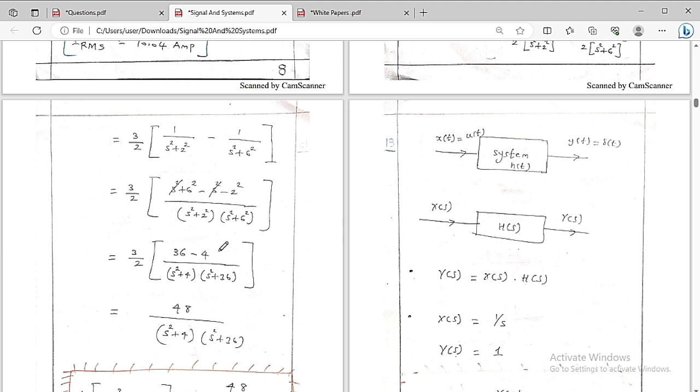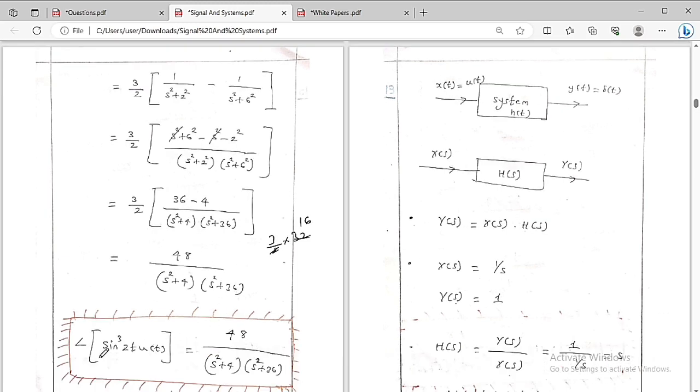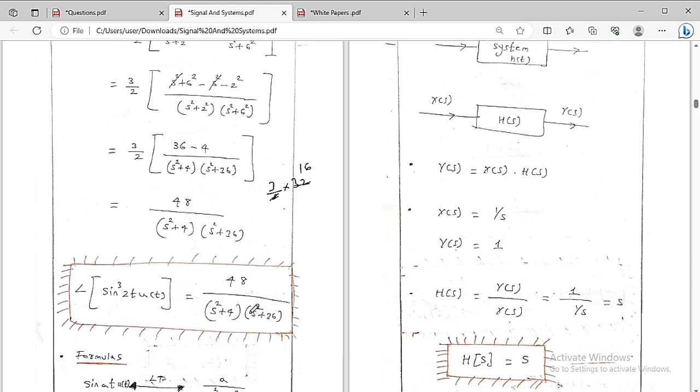So what you are going to get is 32. So 3 by 2 into 32: 2 sixteens are 32, 3 sixteens are 48. So 48 by s square plus 4 into s square plus 36. The Laplace transform of sin cube 2t into u of t is equal to 48 by s square plus 4 into s square plus 36. So this is the first solution of this question.